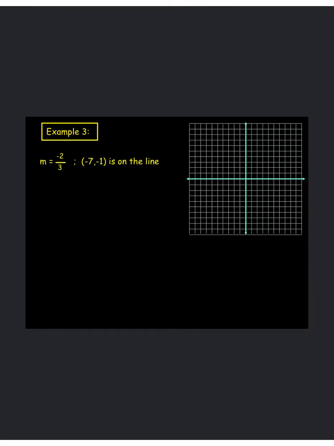Sorry, we're going to do one more like that. This one's a little bit different. And actually, I did include a graph on here because I want to show you something about this one. So the first point is going to be -7, -1. 1, 2, 3, 4, 5, 6, 7, -1 right there. So that's going to be our point, and then the slope is down 2 over 3.